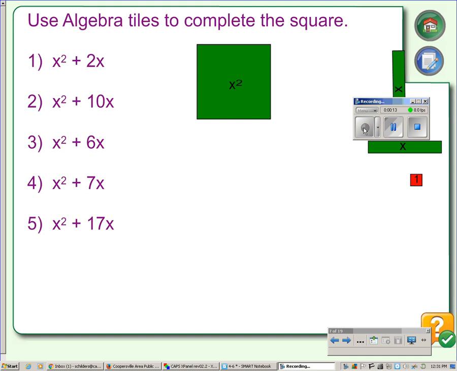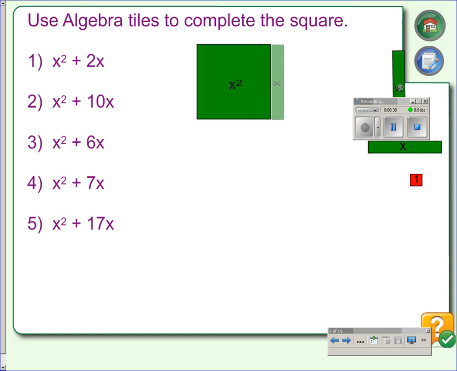Here we have several expressions, and we would like to turn these expressions into perfect square trinomials by adding a constant term on the end. So we start with x squared, which is this big green square. And then the x's are these rectangles. So if we have 2x, we can put 2 rectangles over here. And then to complete the square, we're looking to fill this space right here.